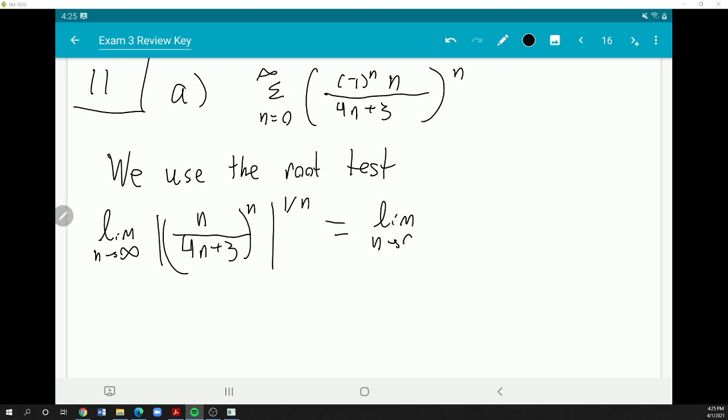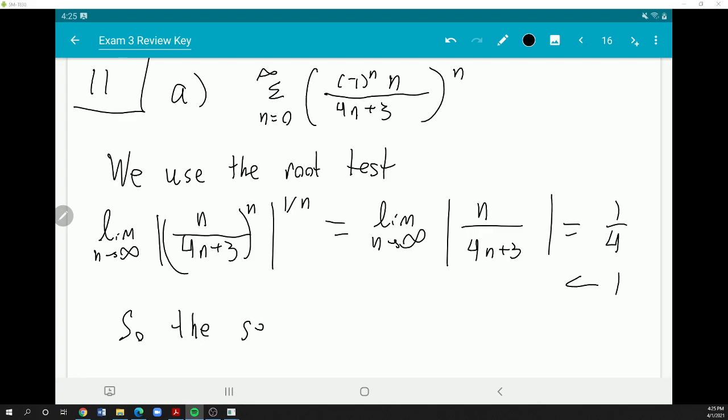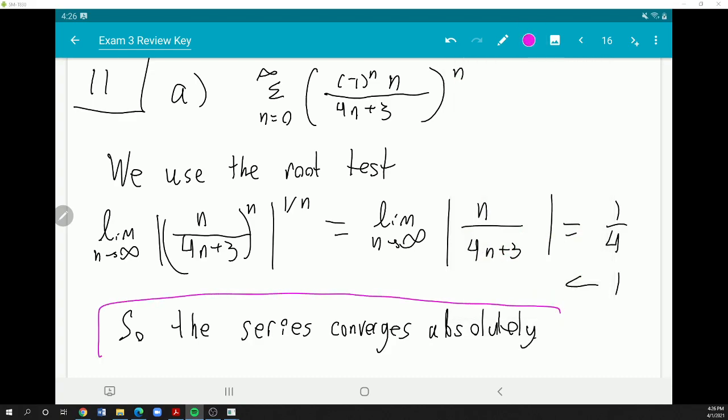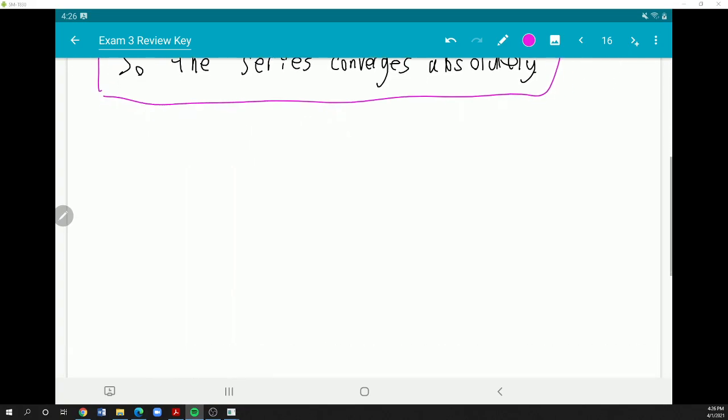Those cancel. And I get n over 4n plus 3, or 1/4. That's less than 1. So the series converges absolutely. There we go. Series converges absolutely. You'll love to see it.